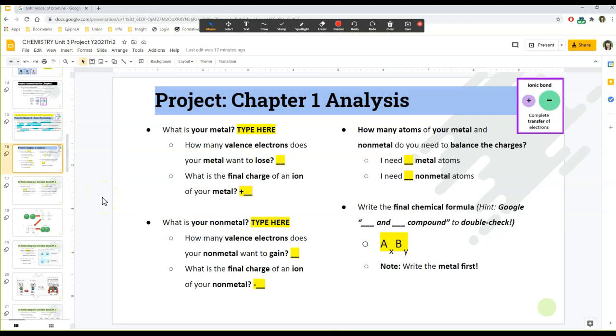All right, so let's go ahead and talk about how to analyze chapter 1. So we want to know what is your metal, what is your nonmetal, how many atoms of your metal and nonmetal do you need to balance the charges, and then what would be the final chemical formula. Okay, so let's go ahead and talk about this.